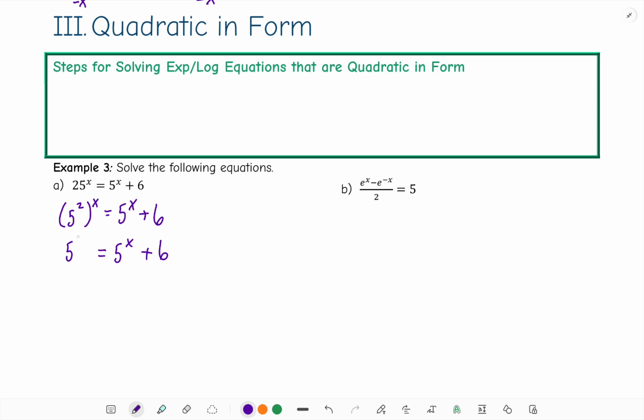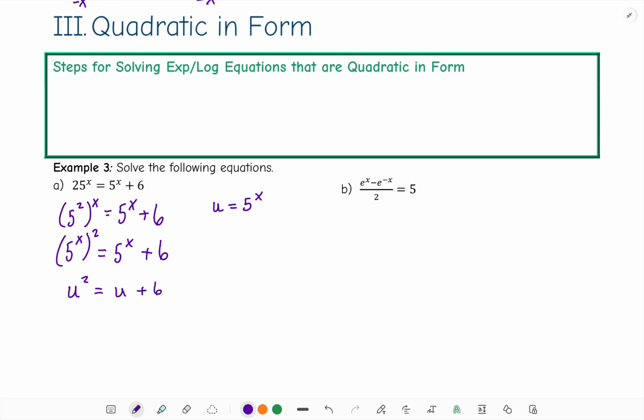And actually, instead of writing it like that, I'm going to write it like this, 5 to the x squared, so that we see my one variable term is the square of the other variable term. So because this is quadratic in form, like I said, we're going to do what's called a u substitution. So let u equal 5 to the x. So then we get u squared, because of the squared in the equation, equals u plus 6.